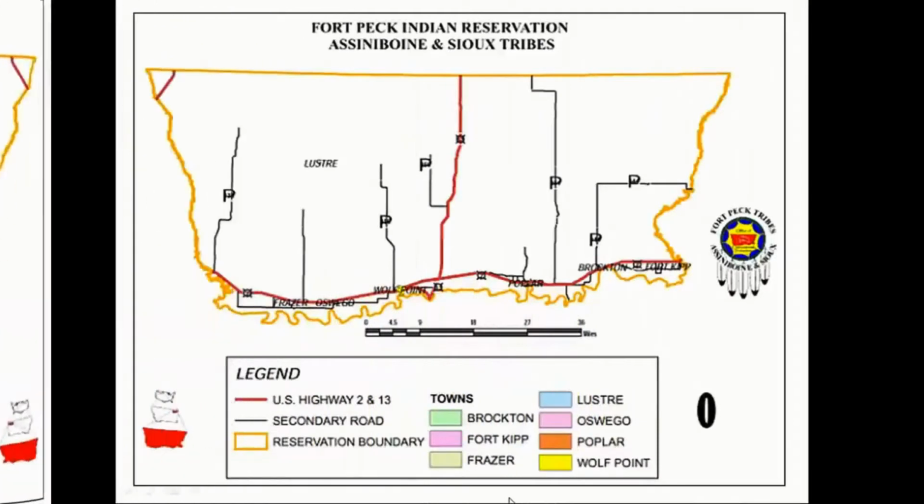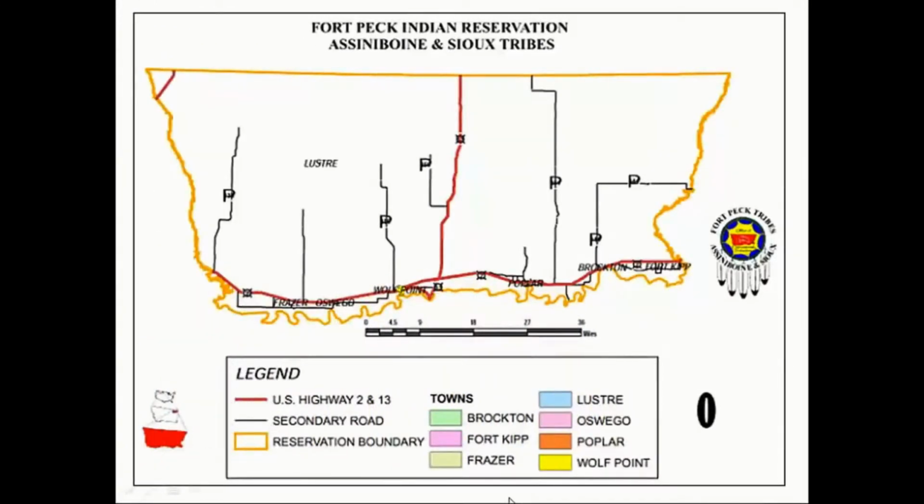This is just a big map of the Fort Peck Reservation. It encompasses over 2 million acres. Agriculture is the primary economic activity, and most of our communities are located in the southern portion of the reservation along Highway 2, and the southern border is the Missouri River.